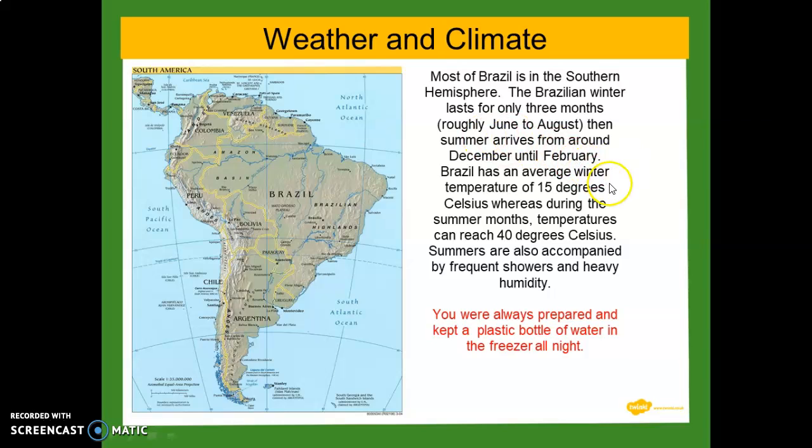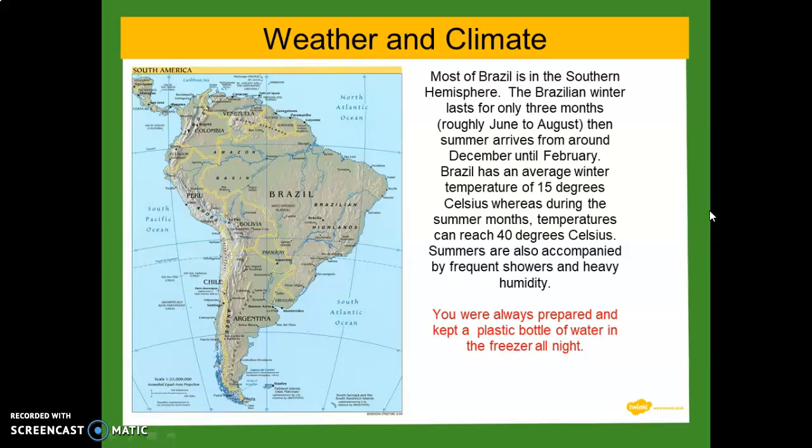Most of Brazil is in the southern hemisphere. The Brazilian winter lasts for only 3 months, roughly June to August. Then summer arrives from around December until February. Brazil has an average winter temperature of 50 degrees Celsius, whereas during the summer month, temperatures can reach 40 degrees Celsius. Summers are also accompanied by frequent showers and heavy humidity.